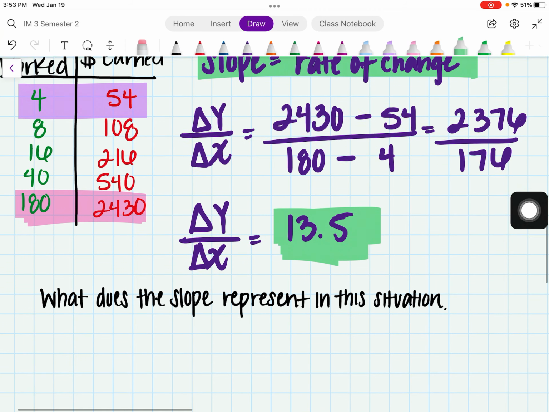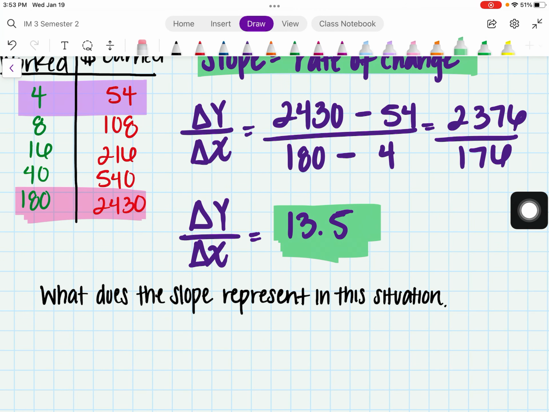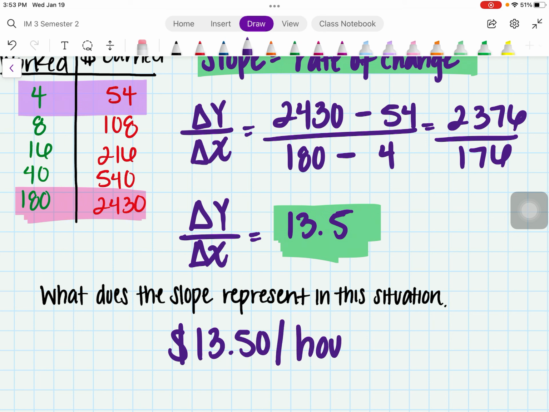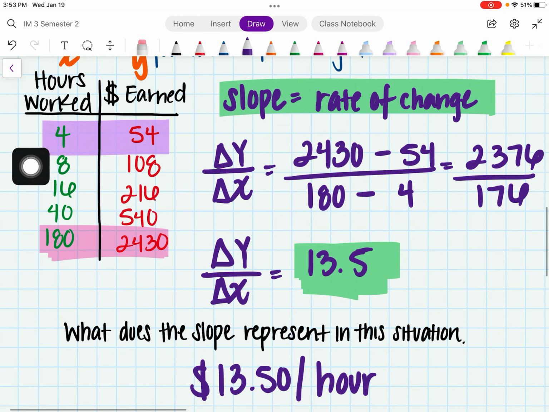In this case, the y is represented by the money, and the x is represented by the hours worked. So in this case, slope is representing the money earned per hour, basically 13.50 per hour. So that's basically how much they're earning hourly.